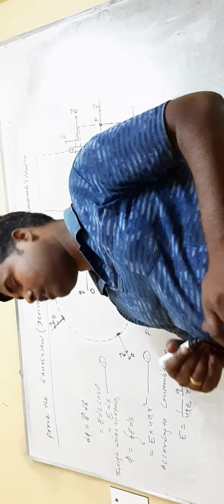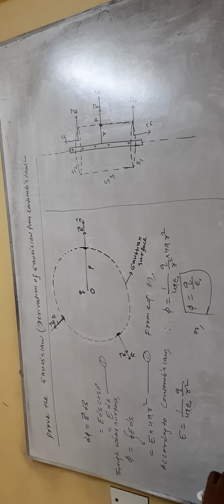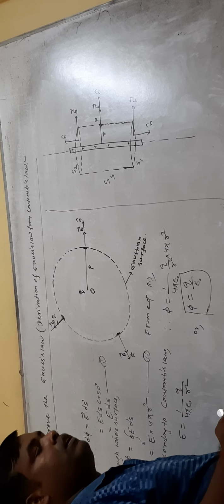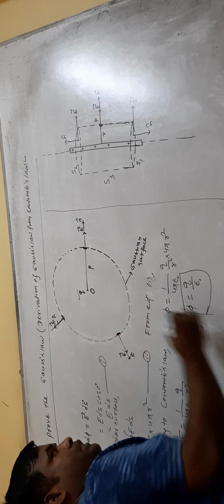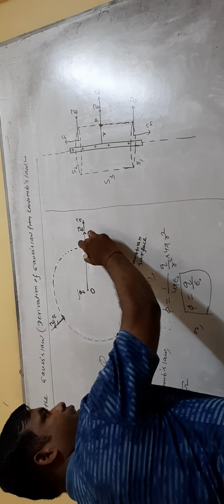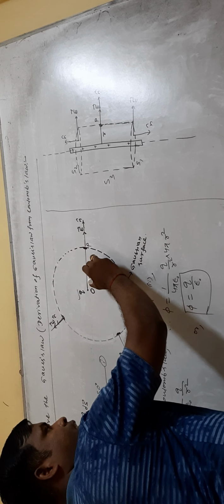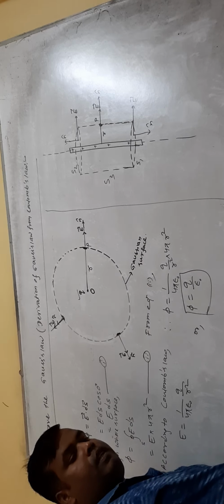So prove the Gauss law. That means we have to derive the Gauss law by applying Coulomb's law. So here you take a point charge Q at O. Let P be a point at a distance r from the point O.